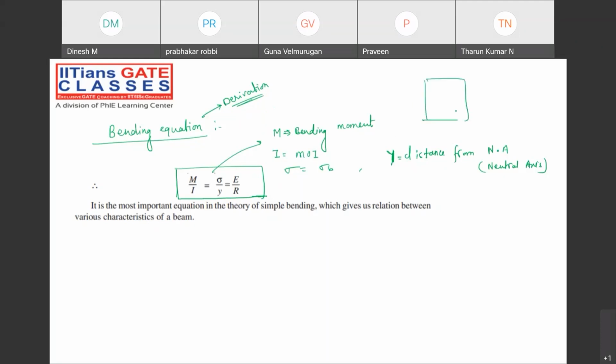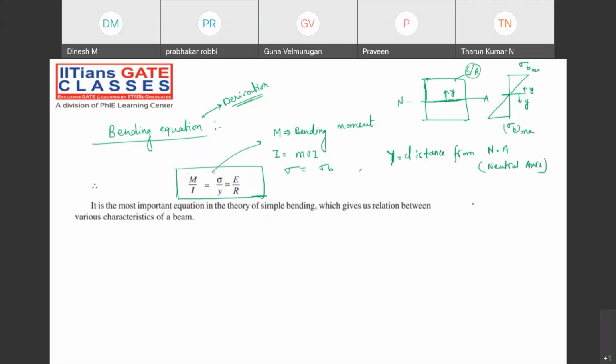Suppose this is the cross-sectional area we are taking. This is the neutral axis where the bending stress is 0, my dear friend. Like this, the distribution will be there. Where the bending stress is 0, here it is maximum. Suppose it is a symmetric one. So at this location, the bending stress is 0. And from that location, we are going to take the distance.